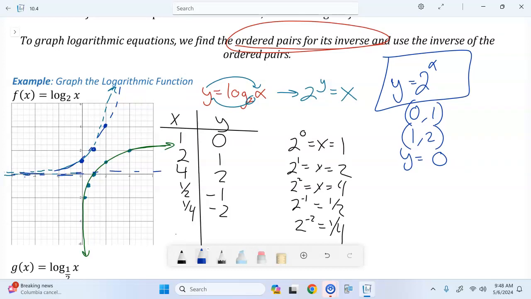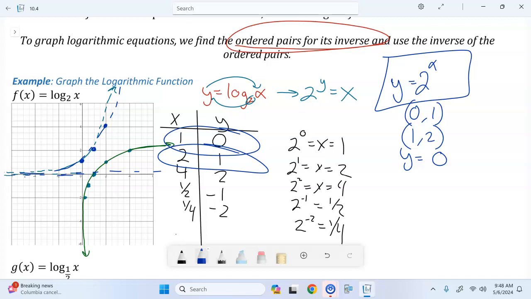Well, if I take the point 0, 1, what's its inverse? 1, 0. If I take the point 1, 2, what's its inverse? They're inverse functions. So all of the points that are on the curve y equals 2 to the x, their inverses will be on the curve log base 2 of x.